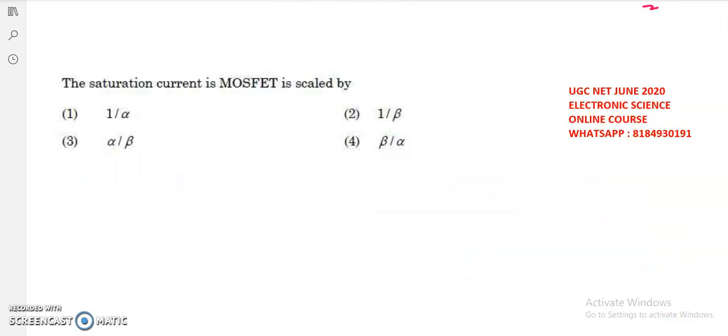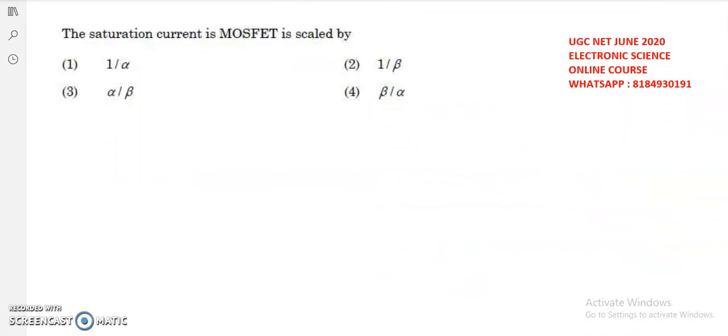And now the next question: the saturation current in a MOSFET is scaled by. So if the MOSFET is in saturation, then the saturation drain current, that is ID, can be given as mu COX W by L into (VGS minus VT) square.